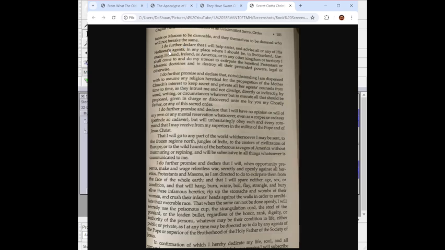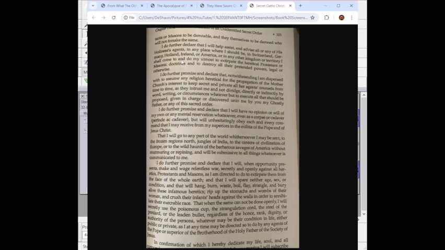Let's see here. Now, see, this is an oath that they have to take. So I'm just going to read from here. I do further declare that I will help assist and advise all or any of His Holiness's agents in any place where I should be, in Switzerland, Germany, Holland, Ireland, or America, or in any other kingdom or territory.